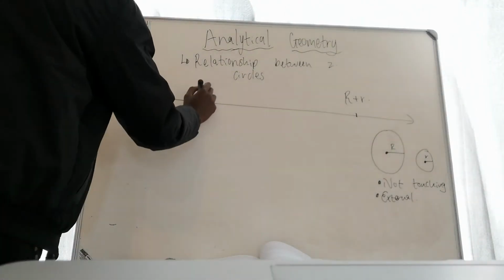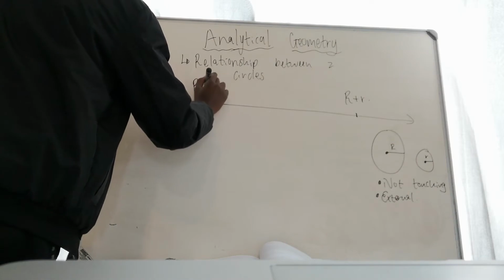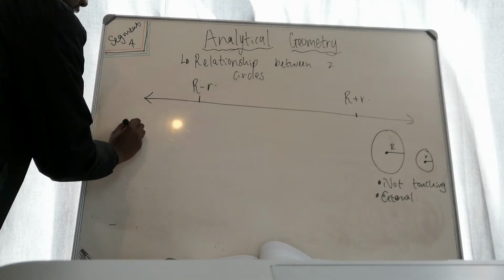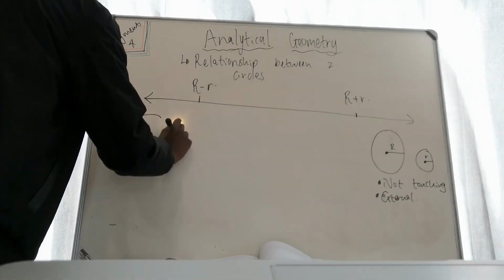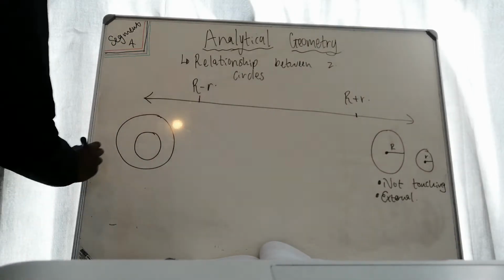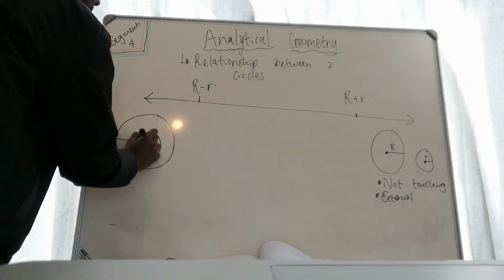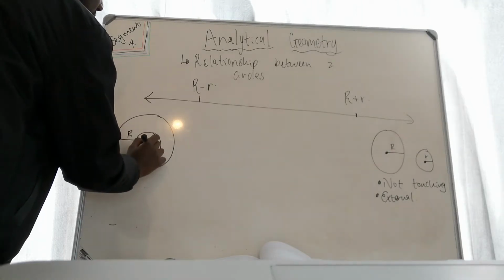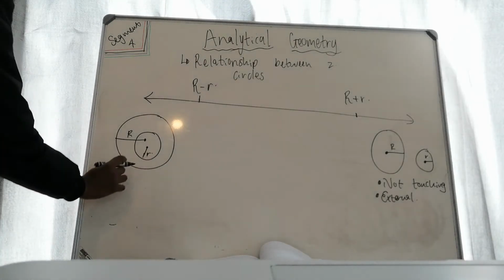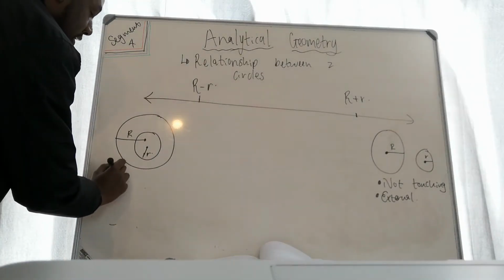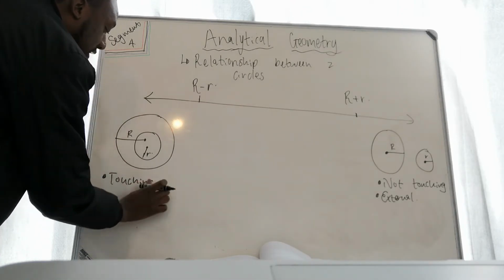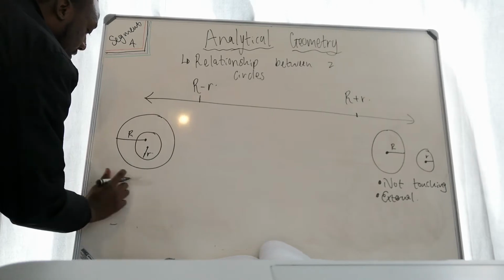And on this far end of the spectrum, at R minus r, if you get values less than that, then the circles look like this, where you still have your big R there, and this one has a small r. So the circles look like that, and how do you explain this? They're touching. Oh, well, they're not touching, sorry. They're still not touching.